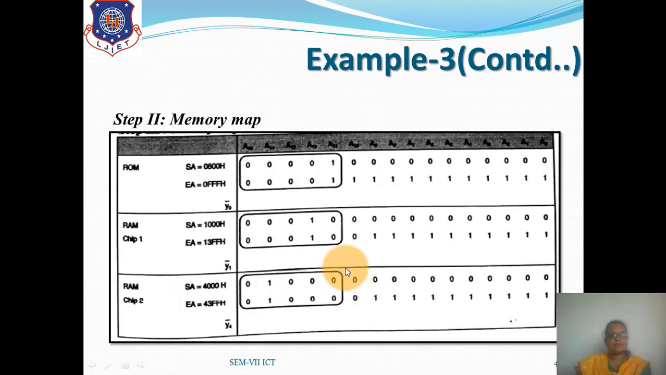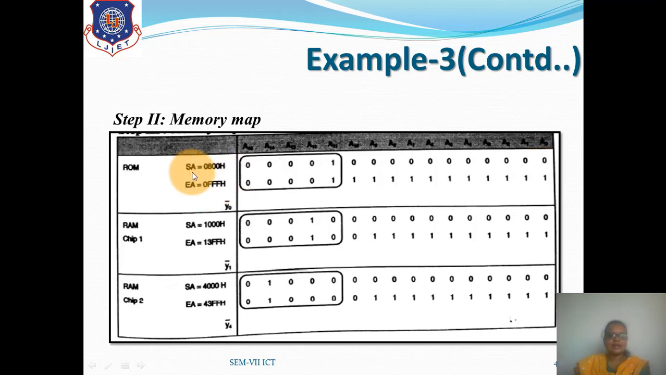The next step is the memory map. In this memory map, the ROM size available is 2 KB, so the memory address lines will be A0 to A11. Over A0 to A11, first we implement the starting address, that is 0800. So 0 is 0000, then 8 is implemented as 1000, and the last two digits are also 0, so all the rest of the bits are 0.